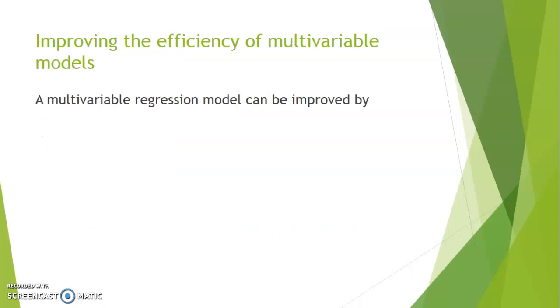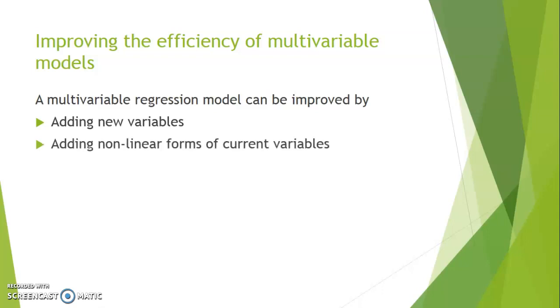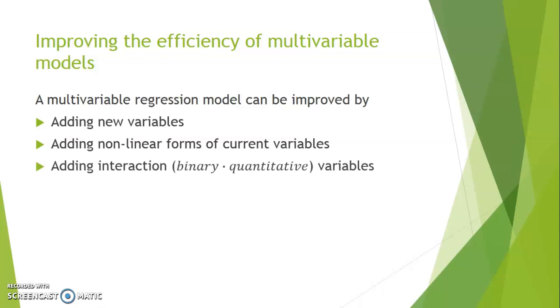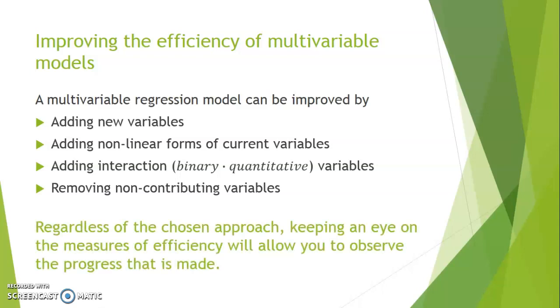Improving the efficiency of a multivariable model can be accomplished by adding new variables, so perhaps thinking of factors that were not initially in our regression data, by adding nonlinear forms to current variables, by adding interactions, so binary and quantitative variables combined, or by removing variables that were non-contributors to the model. Regardless of how you choose to approach this, you want to keep an eye on the measures of efficiency, which will let you know if you are making progress.